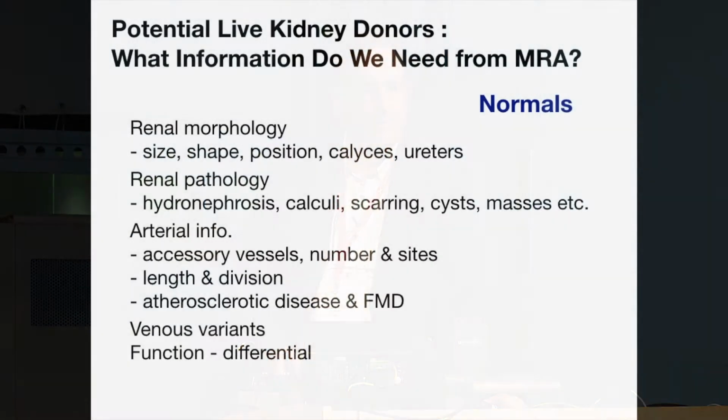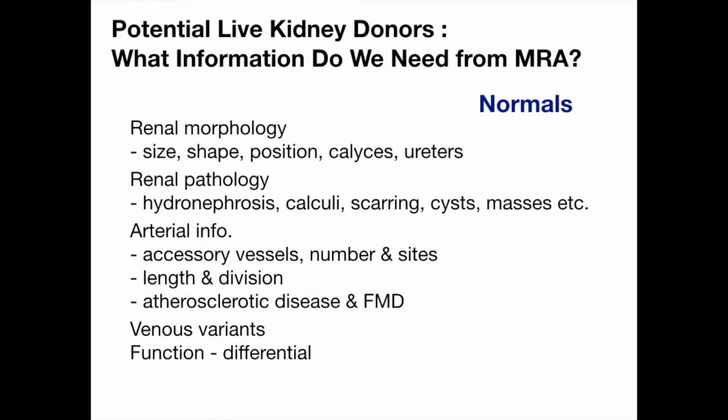So I'm going to start with talking about normals, people who are walking around and feeling altruistic and decide they want to give one of their kidneys away. What kind of information do we need to determine if these subjects are able to give a kidney? We need to know more than just the number of arteries, because in fact, DSA is not a comprehensive tool for determining whether patients can give their kidneys, because we need to know how many kidneys there are, where the kidneys are. We need to know something about the kidney's drainage system as well as the arterial supply.